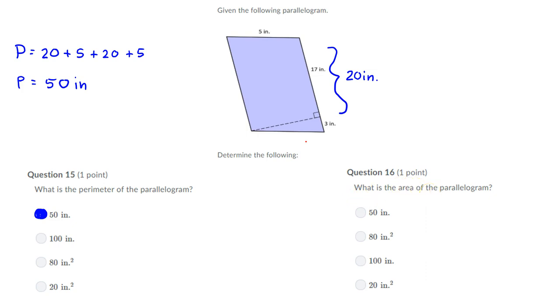Now, as far as the area of a parallelogram goes, for me to do the area of a parallelogram, I need to know the base and the height. So now the base could be any side of the parallelogram, so that part doesn't really matter. The height has to be perpendicular to that base.